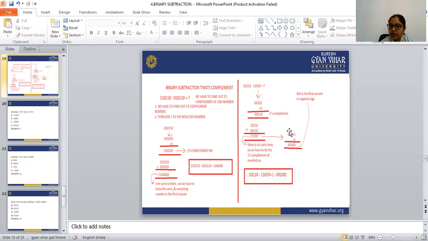After getting this 1's complement number, what do we have to do? We have to add 1 to the 1's complement number. So 1 plus 1, 0. 1 plus 1, 0.